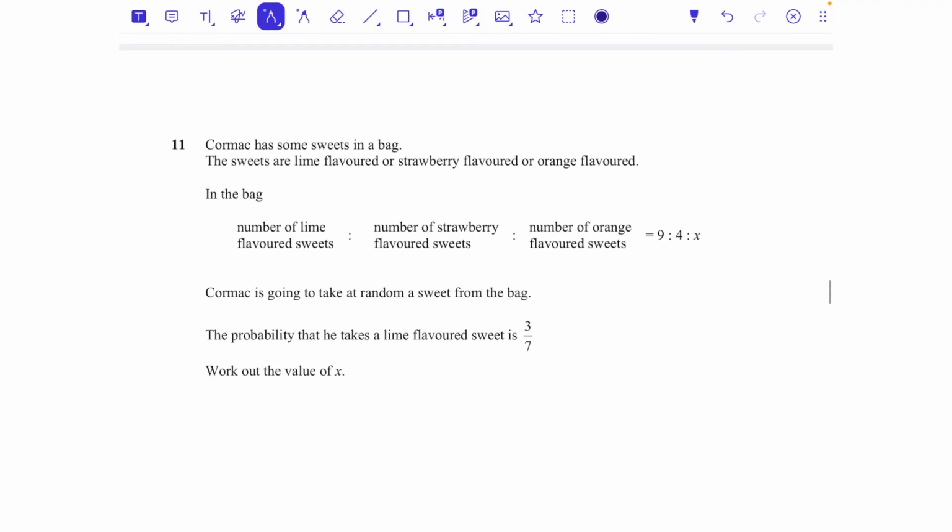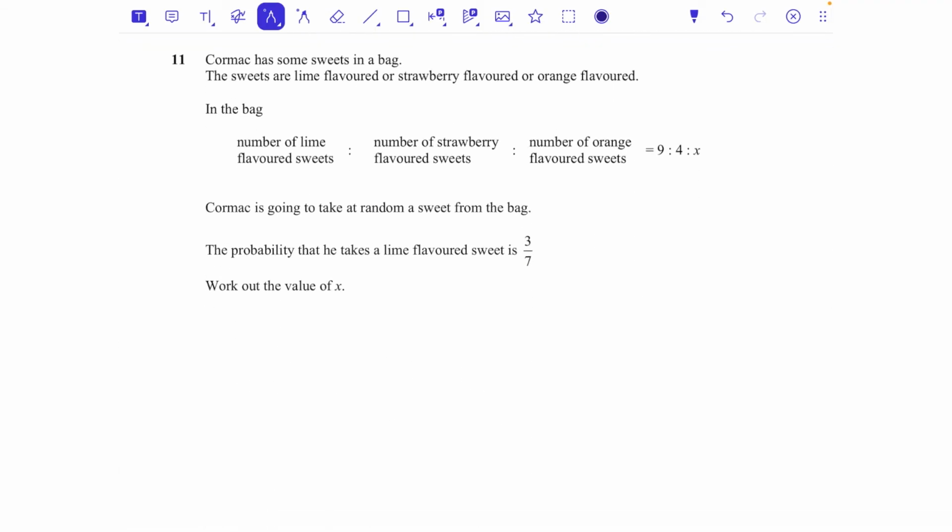Okay, question number 11. Cormac has some sweets in a bag. The sweets are lime or strawberry or orange. In the bag, lime to strawberry to orange is in the ratio 9 to 4 to x. Cormac is going to take at random a sweet from the bag, and the probability that he takes lime is 3 out of 7. So lime is this first section. So we don't know how many sweets there are altogether, because we don't know how many orange there are. We don't know the ratio for orange, and we're not told how many there are altogether. But we do know that lime needs to be 3 out of 7.